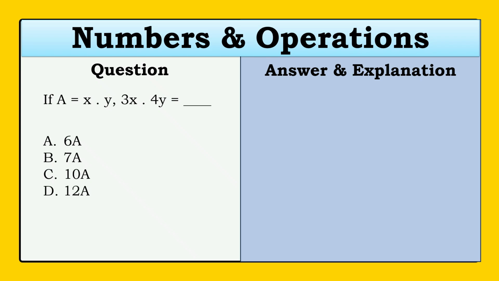Okay, let's solve. So A is equal to x times y. So 3x times 4y is equal to 12xy. Since A is equal to xy, our answer is equal to 12a. And this is letter D.